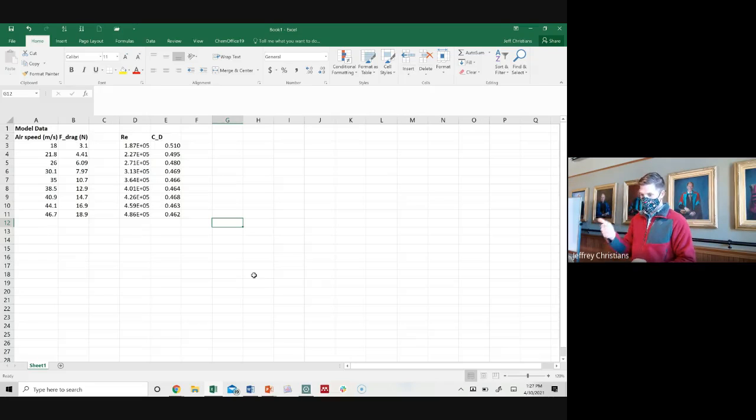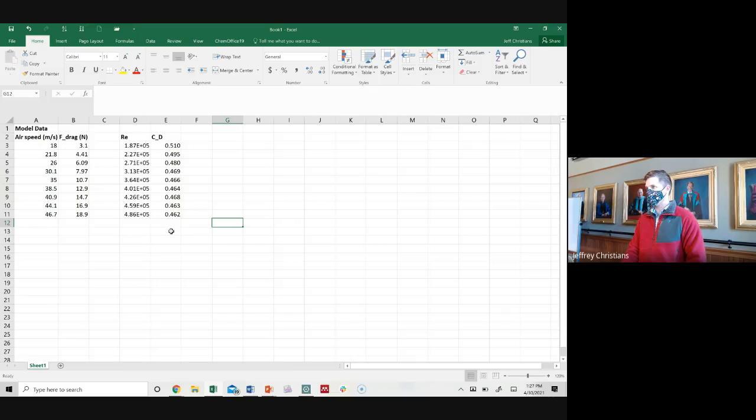Okay, so now all we have to do is match the Reynolds numbers here in this left column, and then that will tell us exactly what the drag coefficient is in the right-hand column. Anybody see any problems? What's the problem? It's not on there. It's not big enough.